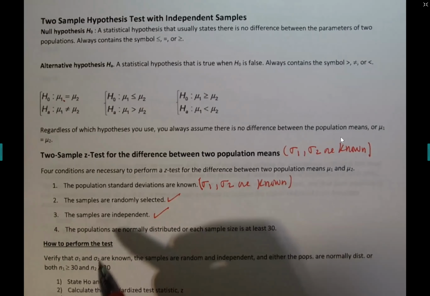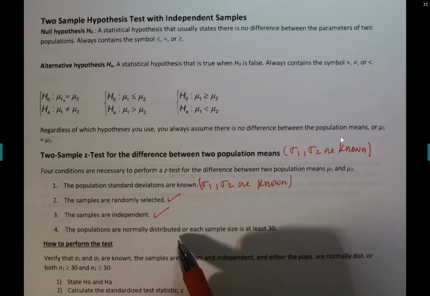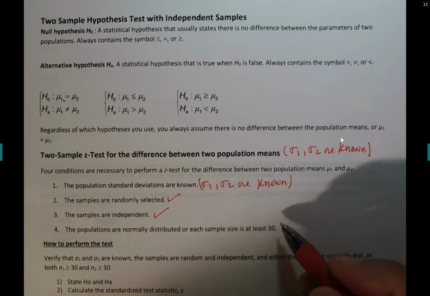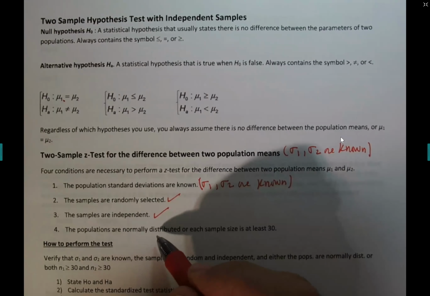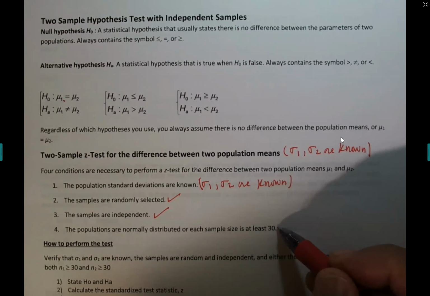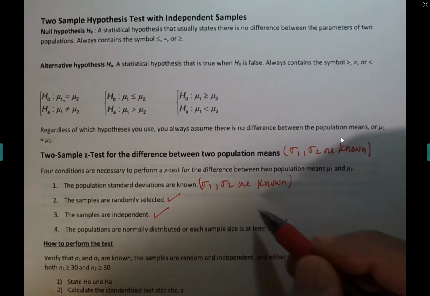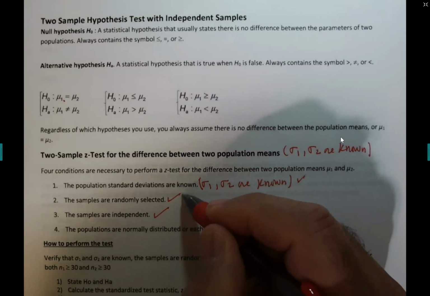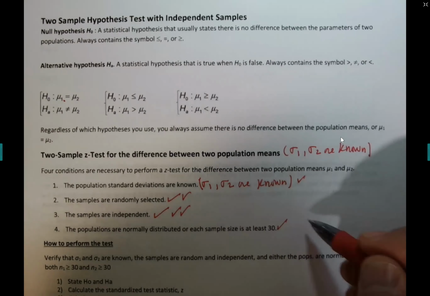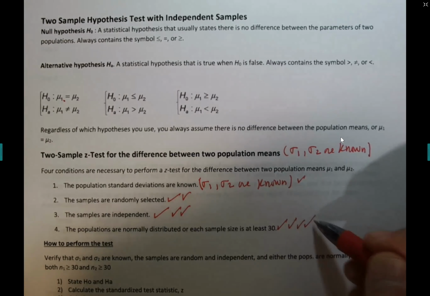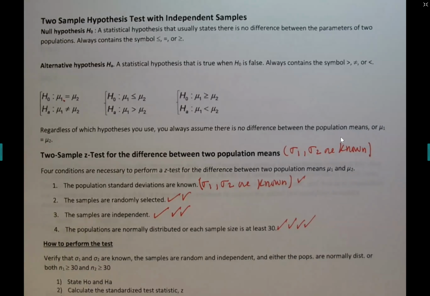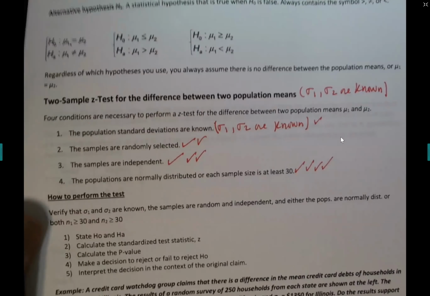And the populations are normally distributed, or the sample size is at least 30. If the population is not bell-shaped, guys, the sample size must be 30 or more. These are the 4 conditions that we have to satisfy. And you're gonna see in the problem, he will list those 4 conditions to make sure that you can perform a two-sample z-test. So how do you perform the test? Watch, guys.